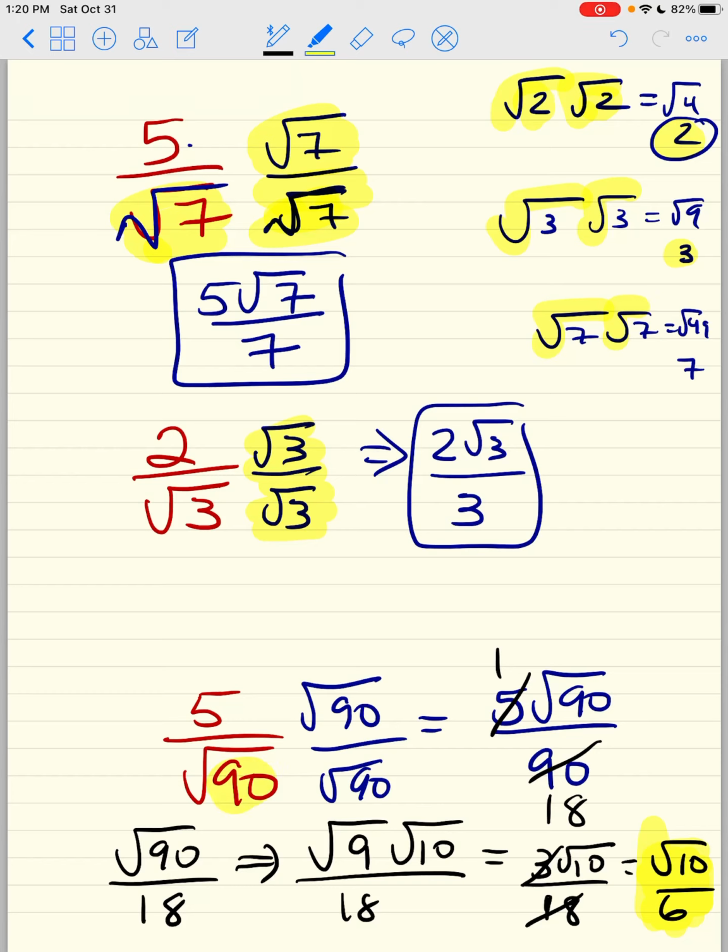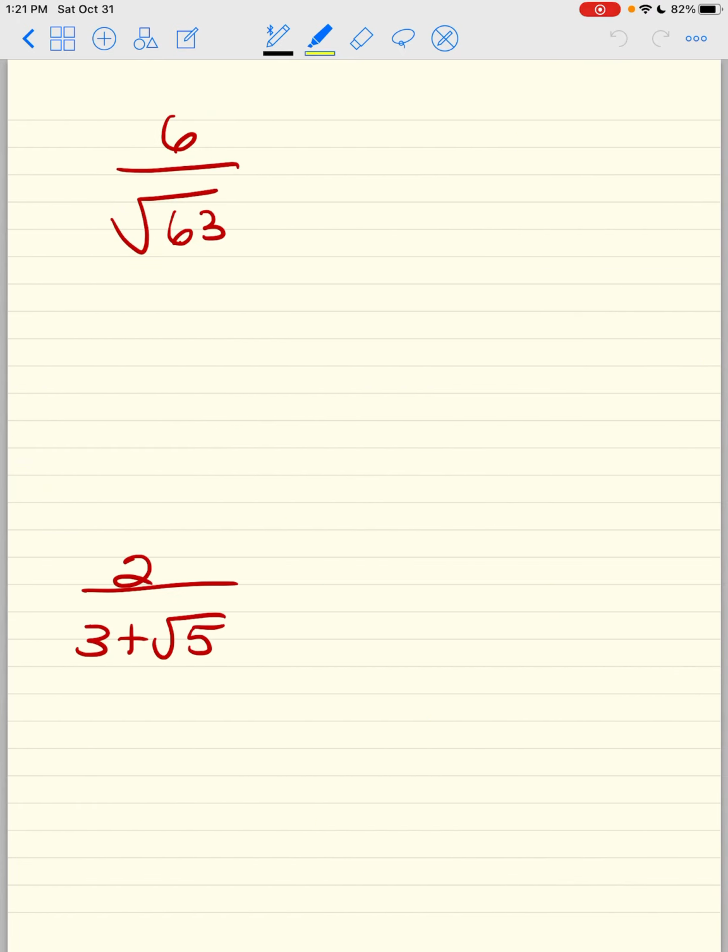Some of you like to break up the square root of 90 very early. You could, I just don't. So your answer is rad 10 over 6. If that was too quick, you can watch it again, but let's do it here also.